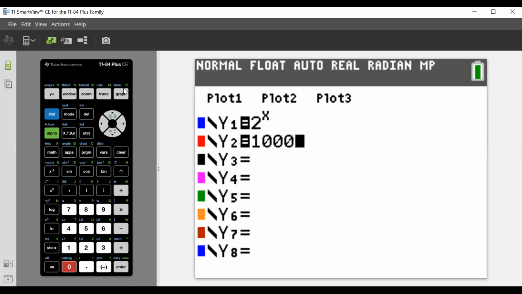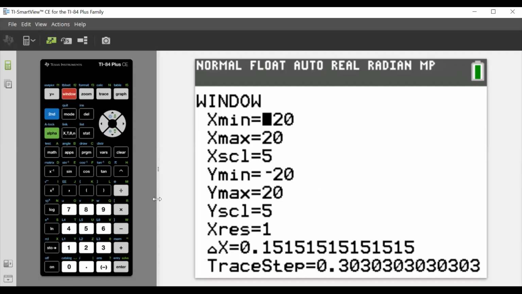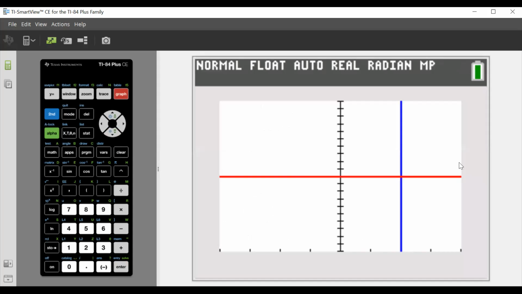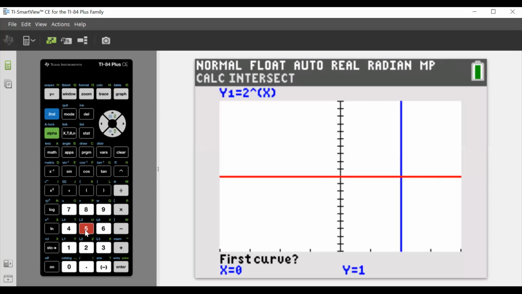We plug in 1,000 on that one. We graph it, but we have to have that min and max closer to where the 1,000 is. So I'm going to say let's go from 999 to 1,001, and we'll go by, I don't know, 0.1. That doesn't matter. All we care about is that intersection point. So intersect number 5. The blue one is the first curve, looks good. The red one's the second curve, looks good. I'm just going to guess right there.